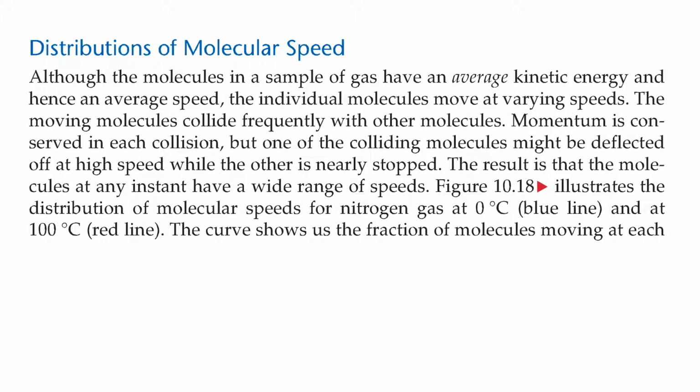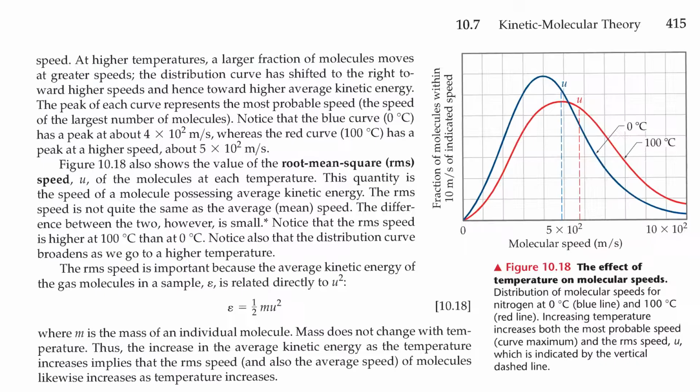Figure 10.18 illustrates the distribution of molecular speeds for nitrogen gas at 0 Celsius, blue line, and 100 Celsius, red line. The curve shows the fraction of molecules moving at each speed. At higher temperatures, a larger fraction of molecules moves at greater speeds. The distribution curve has shifted to the right towards higher speeds and hence towards higher average kinetic energy. The peak of each curve represents the most probable speed, the speed of the largest number of molecules.